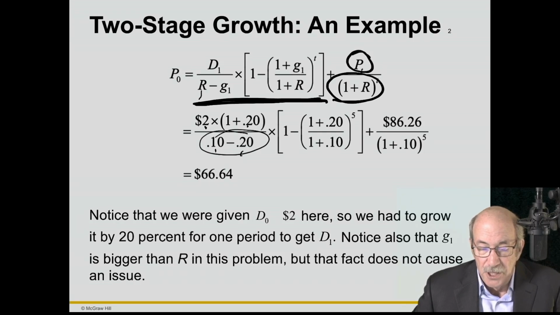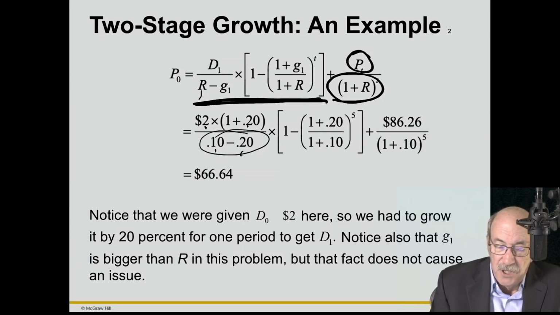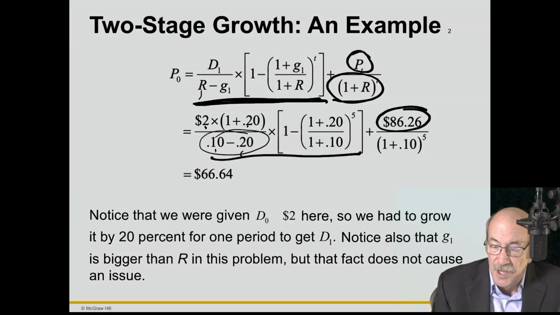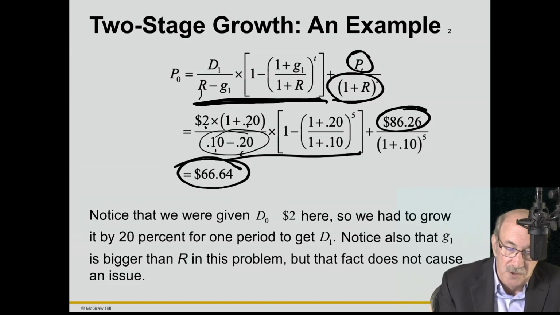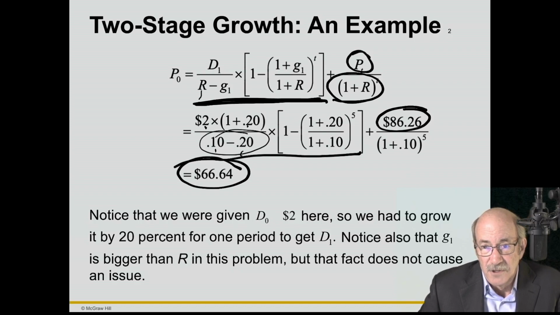So when we plug and chug, between that first 5 years, which is represented here, plus the present value of that $86.26, we come up with a stock price of $66.64.